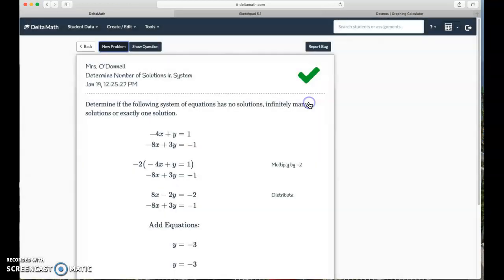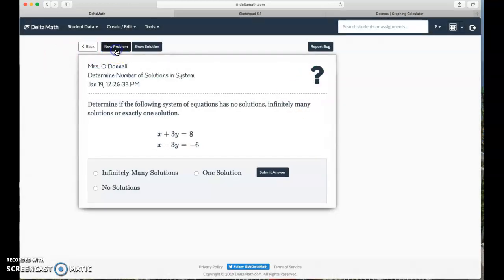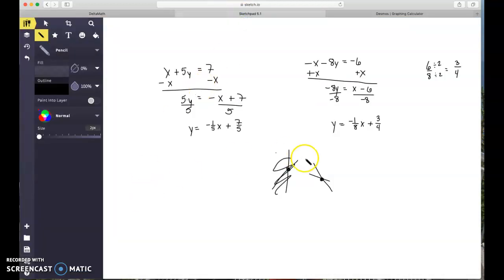Okay. All right. If we had infinitely many solutions, and we were graphing it, you would see infinitely many solutions show up as one overlapping line, and no solutions would show up as parallel lines that never touch. And that is how you determine the number of solutions in a system.